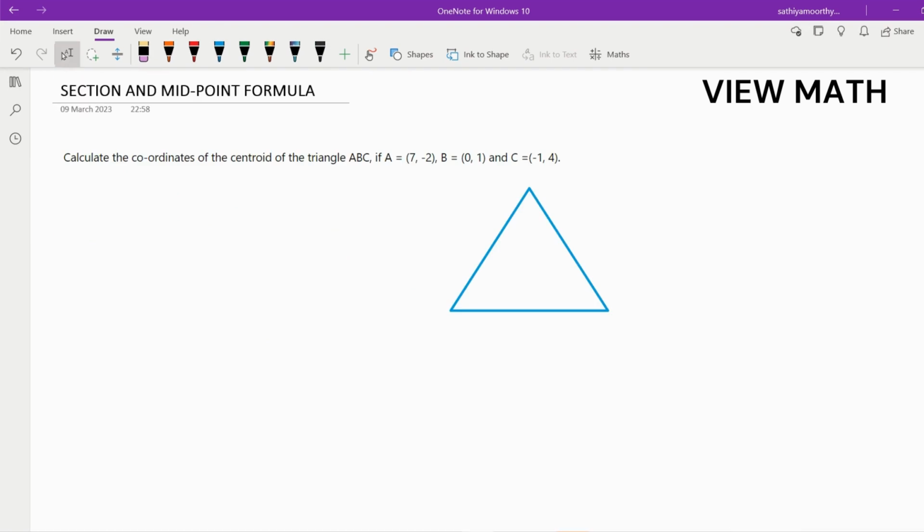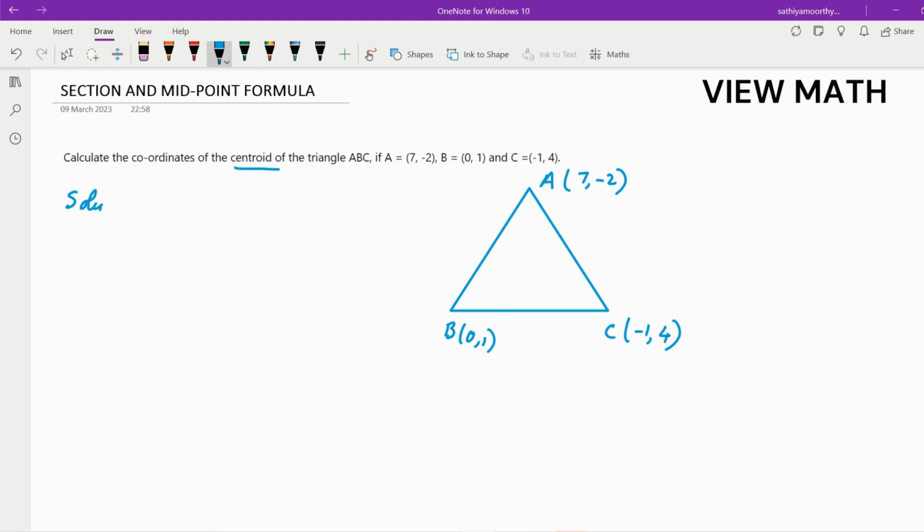Calculate the coordinates of the centroid of the triangle ABC if A is equal to 7, minus 2, B is equal to 0, 1 and C is equal to minus 1, 4. So now they are asking us to find the centroid of the triangle. ABC is a triangle. A coordinate is 7, -2, B coordinate is 0, 1 and C coordinate is -1, 4.